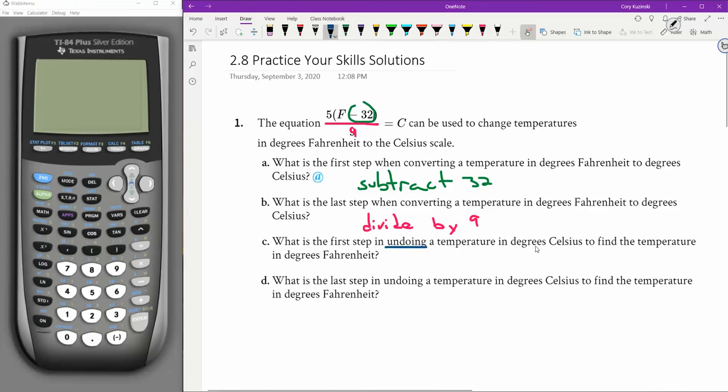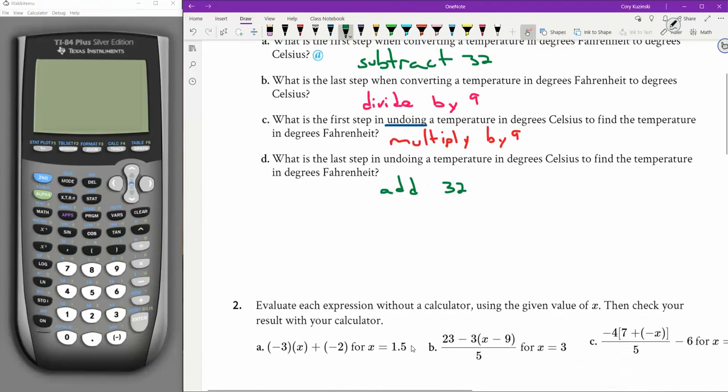It says, what is the first step in undoing a temperature in degrees Celsius to find the temperature in Fahrenheit? So if we were going to undo this, the first thing we would do is the opposite of divide by 9. We would multiply by 9. And what's the last step in undoing a temperature in degrees Celsius to find the temperature in degrees Fahrenheit? That would be the opposite of subtracting 32, which is the first thing we did. So that would be to add 32. There we go. That's it.